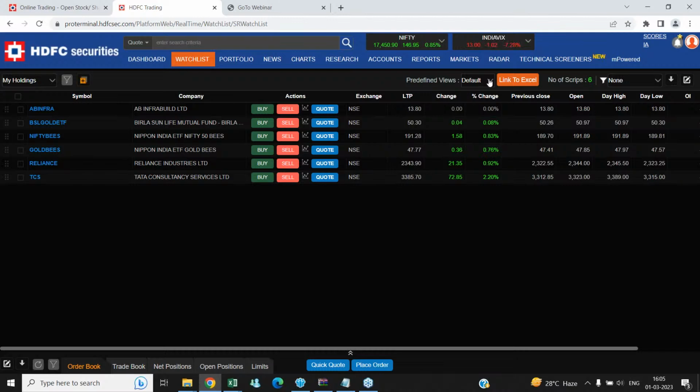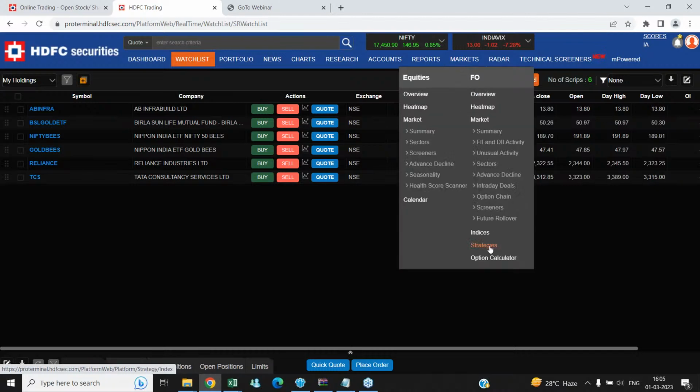In order to overcome this challenge, we have designed an analytical tool wherein you just have to feed in the view you have on the market, and based upon that, we will recommend what kind of option trading strategy will be suitable for you based upon the risk and reward you select. So now let us look. This is the Pro Terminal platform of our HDFC Securities.